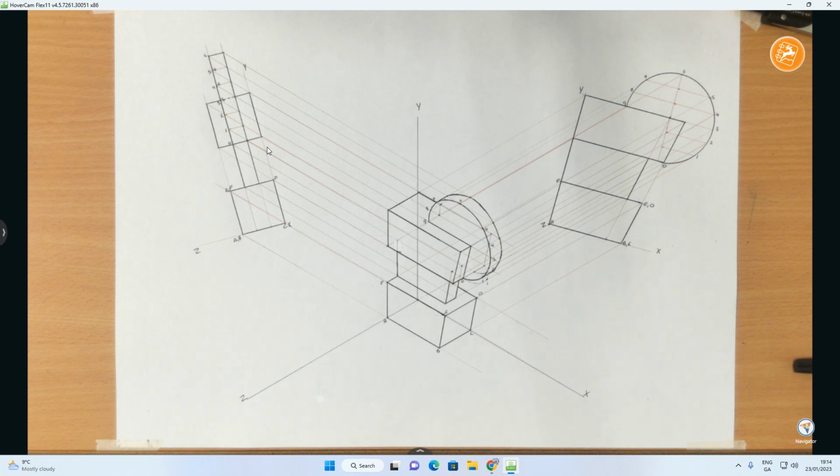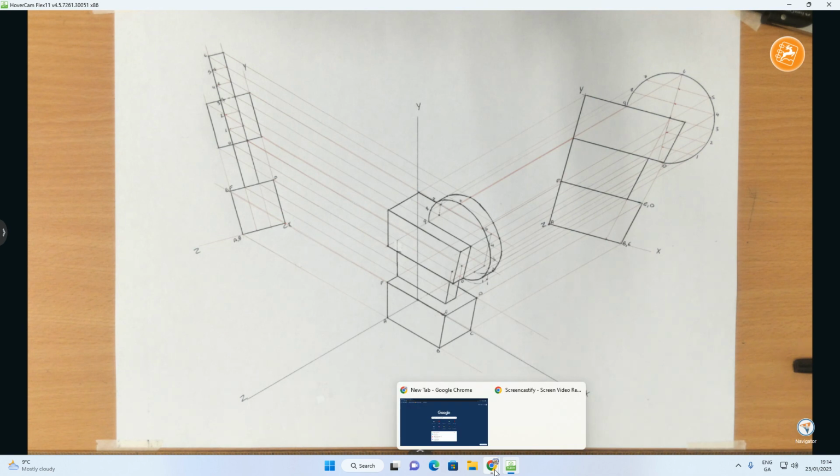So that there is the axonometric question from 2019, the junior cert higher level question. So I hope you found that helpful, guys. That's the question completed.